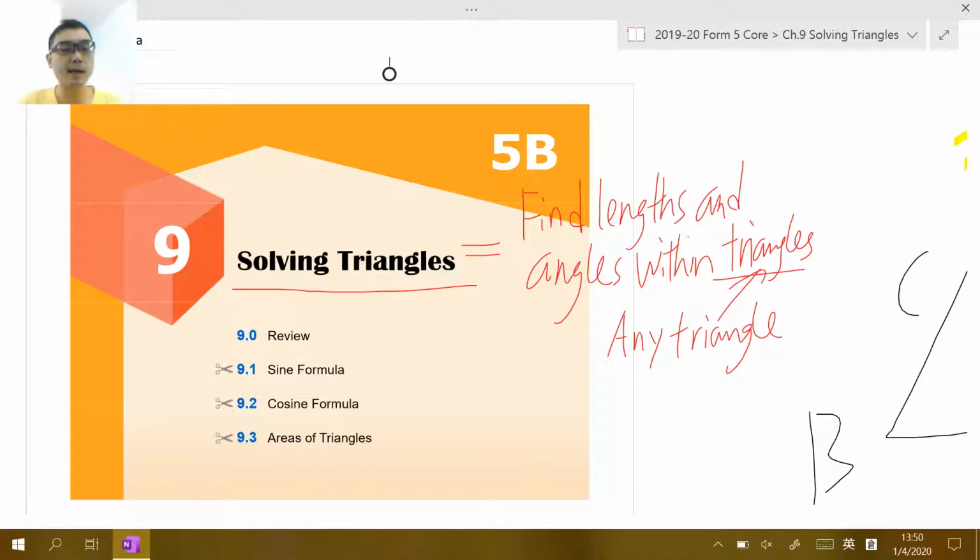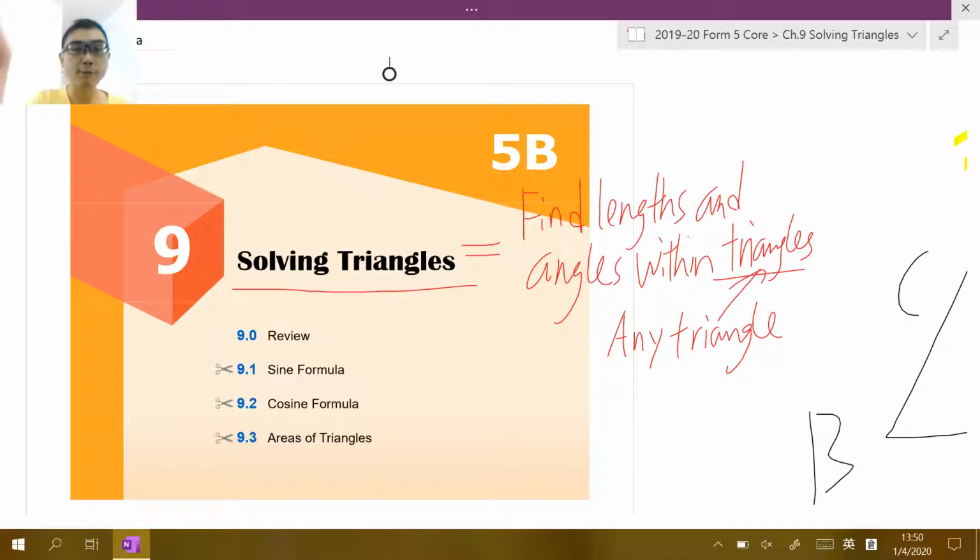In chapter 9, you can see the chapter name is called solving triangles. So what's the meaning of solving triangles? It means you have to find all the lengths and all the angles within any triangle. So what does any triangle mean? It means that no matter whether the triangle is a right angle triangle, an acute angle triangle or an obtuse angle triangle, you need to find them.